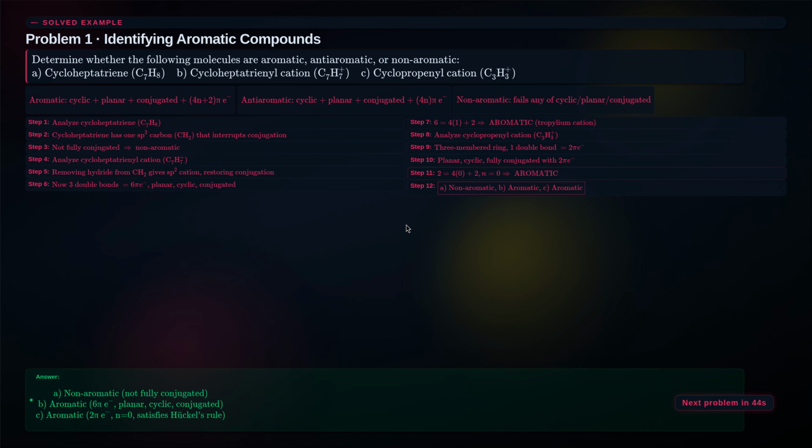Step 3. Analyze the cyclopropenyl cation. A 3-membered ring with one double bond equals 2 pi electrons. It is planar, cyclic, fully conjugated with 2 pi electrons. 2 equals 4 times 0 plus 2, n equals 0, therefore it is aromatic. The answer? A is non-aromatic, B is aromatic, C is aromatic.